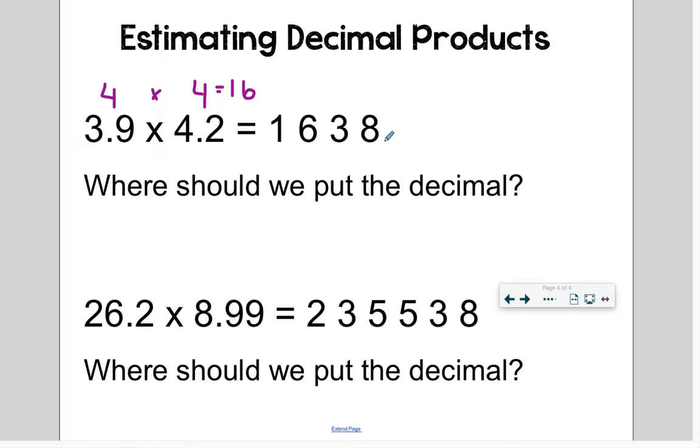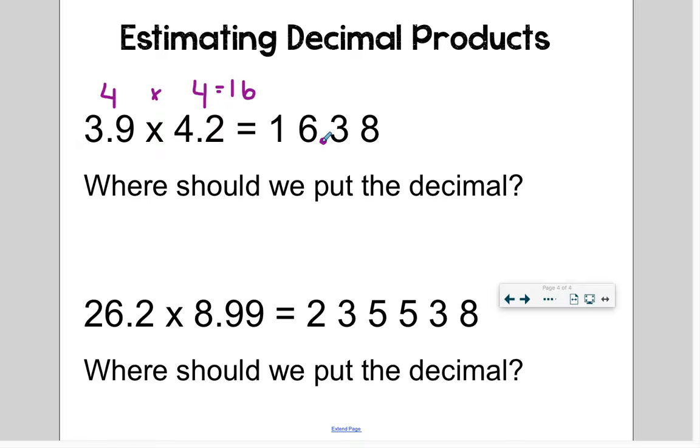If I put it after the 8, that number would be 1,638. That's not close to 16. What about if I put the decimal here? That would be 163 and 8/10. That's not close to 16. If I put it between the 6 and the 3, that would be 16 and 38 hundredths. That's very close to 16. So if I were to place the decimal to make my estimate correct, the decimal would go between the 6 and the 3.